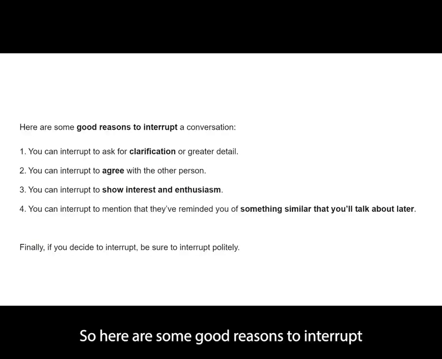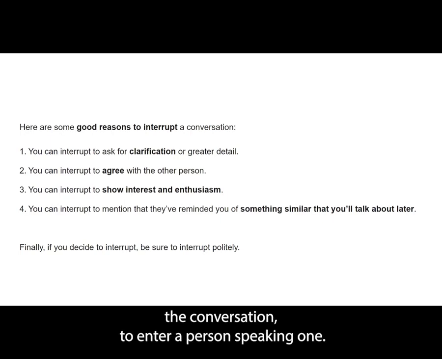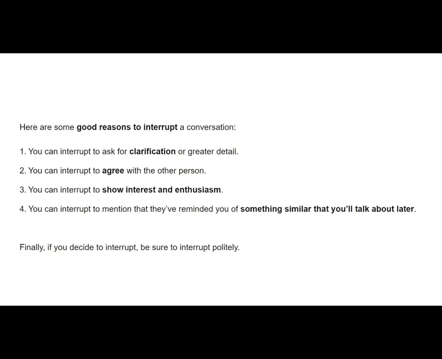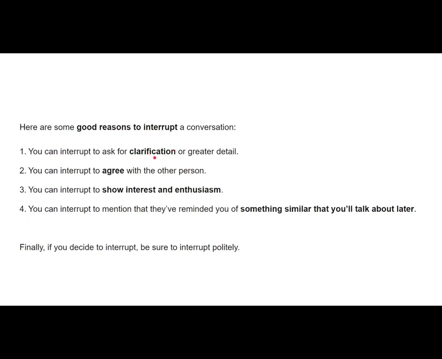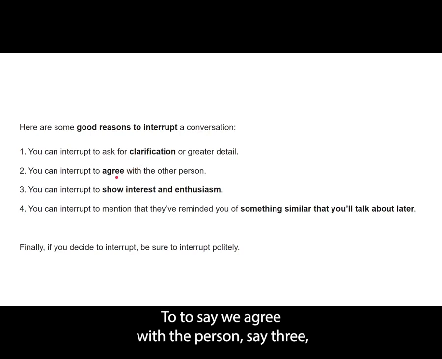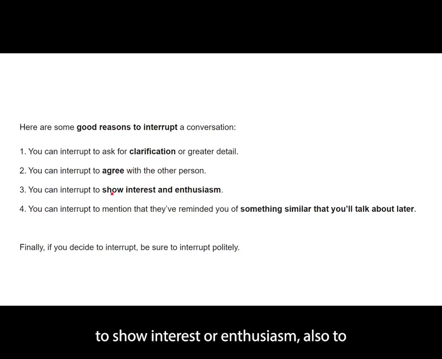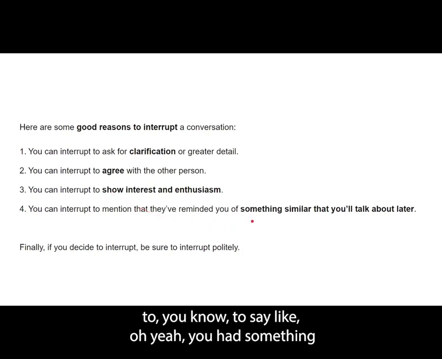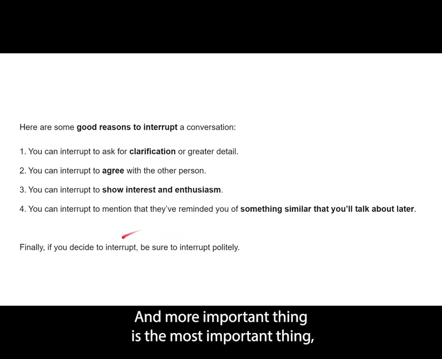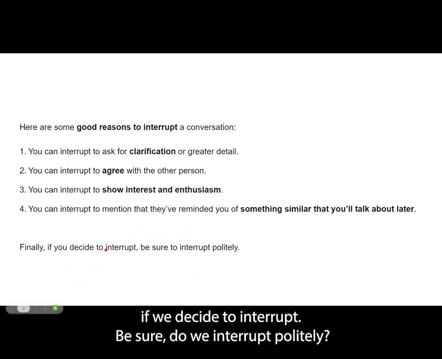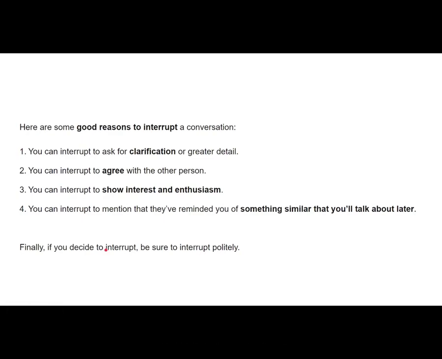So here are some good reasons to interrupt the person speaking. 1, to ask for a clarification or greater detail about something. 2, to say we agree with the person. 3, to show interest or enthusiasm. Also, to say, oh yeah, you had something similar that you want to talk about later. And the most important thing, if we decide to interrupt, be sure to interrupt politely. That's the nice thing.